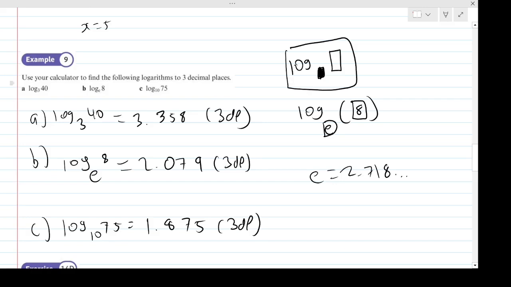Again, as a reminder, as powers, what this is saying is that for part A, the base 3 to the power of 3.358 equals 40. In part B, log base e of 8 means the base e to the power of 2.079 equals 8. And part C, 10 is my base to the power of 1.875 equals 75. And so there we are.